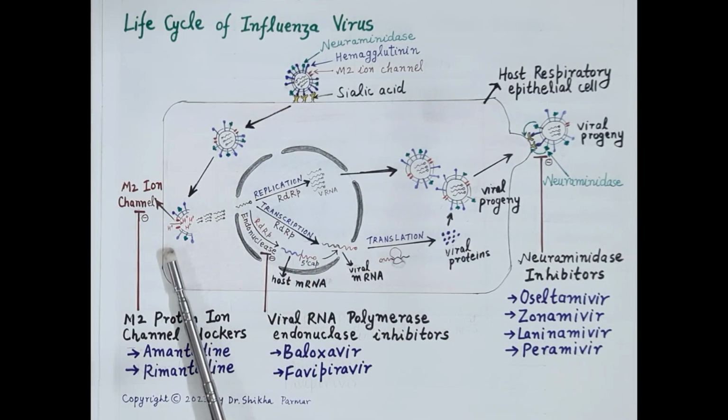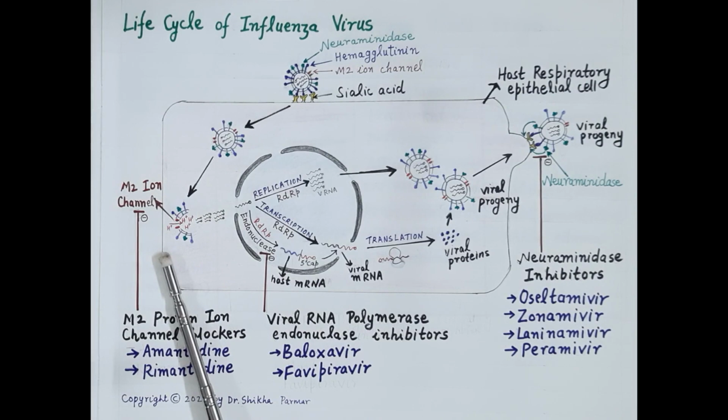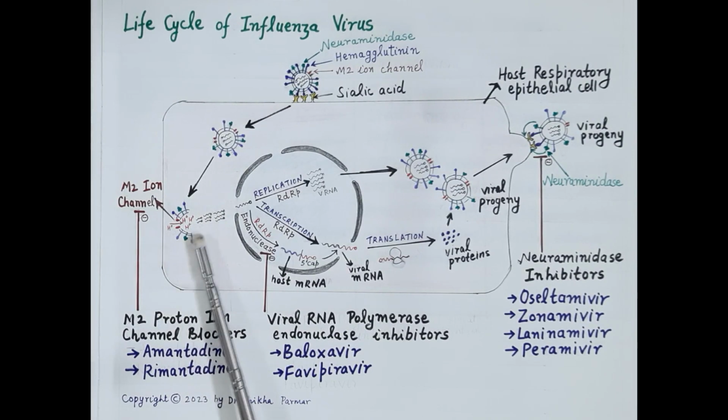Now M2 proton ion channels open and they mediate pumping of protons inside the viral structure. Now, this acidification inside the viral structure causes uncoating and release of ribonucleoprotein complex in the host cytoplasm. Now, this viral ribonucleoprotein complex is then transported in the nucleus of the host cell.